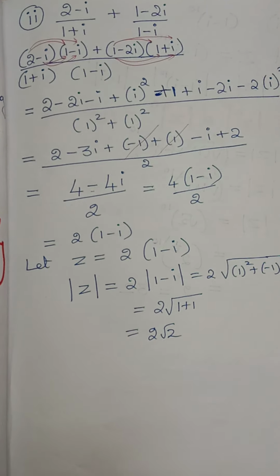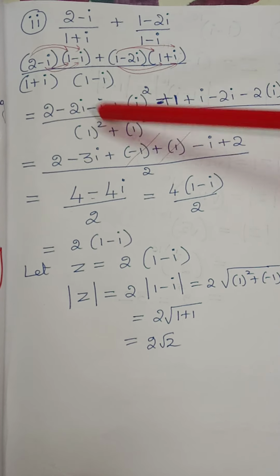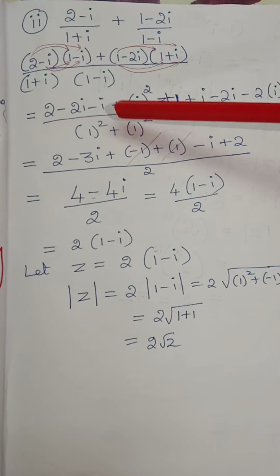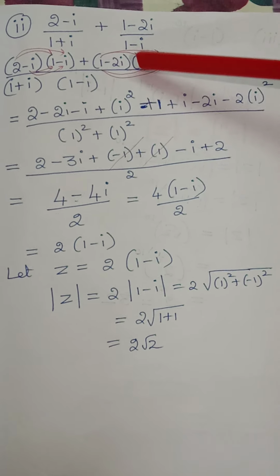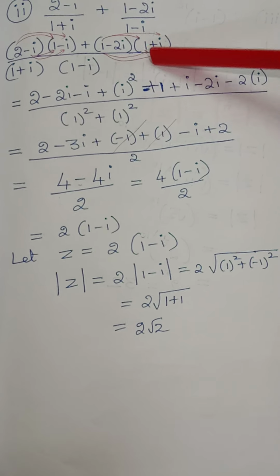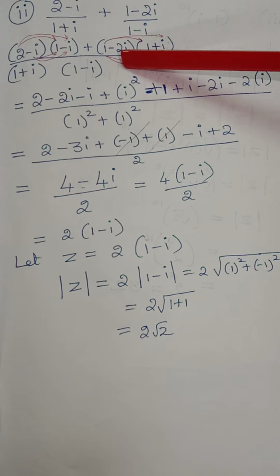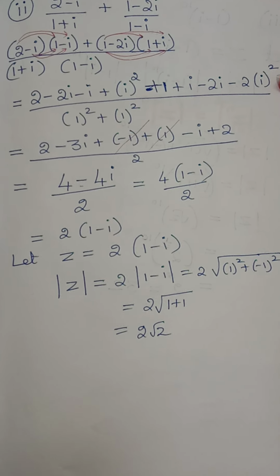Now let us do the multiplication. 2 ones are 2. 2 into minus i is minus 2i. Minus i into 1 is minus i. Minus i into minus i, minus into minus is plus i square. Similarly, let me multiply this side. 1 into 1 is 1. 1 into i is i. Minus 2i into 1 is minus 2i. Minus 2i into plus i is minus 2i square.